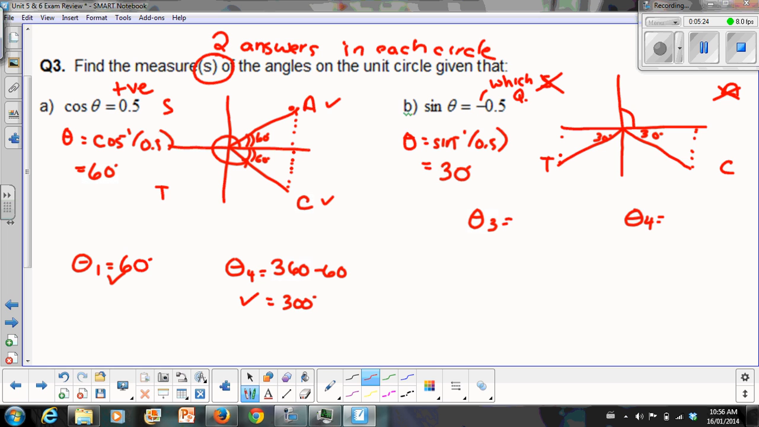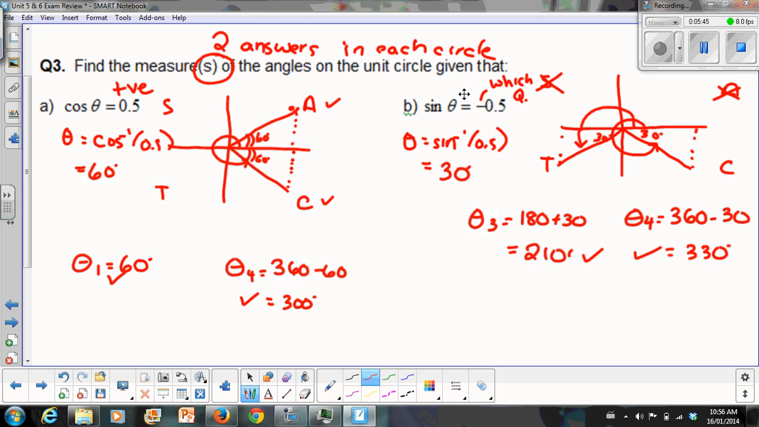In quadrant 3, we go around 180 plus the extra 30 degrees, and that gives us 210 degrees. And in quadrant 4, we go almost all the way around, so we do 360 minus the 30 for 330 degrees. Both answers are correct and need to be included. To check your answers, you can do the sine of 210 and you'll see you'll get a negative 0.5, and same for 330 degrees.